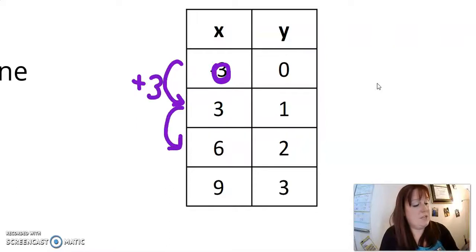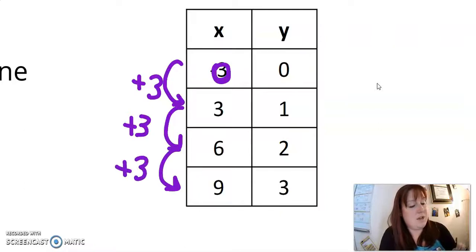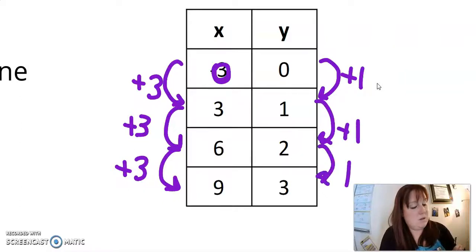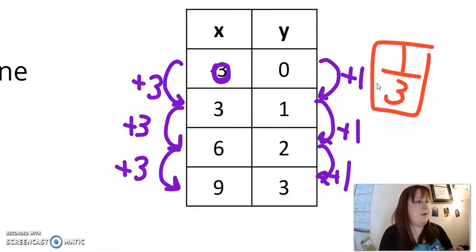From 3 to 6, we changed 3. And from 6 to 9, we changed 3. And for y, we changed 1, and 1, and 1. Okay, so the change in y is 1, and the change in x is 3, so our slope is 1/3.